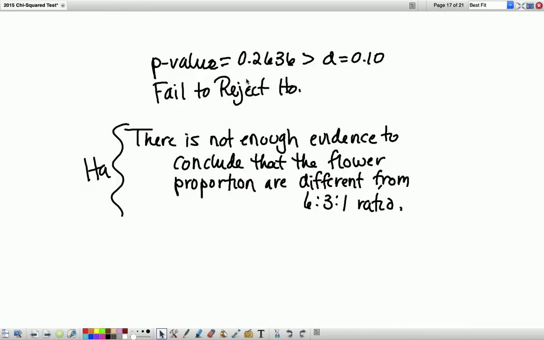So in our case, our p-value is 0.2636, which is greater than our alpha of 0.1, so I fail to reject the null hypothesis. There is not enough evidence to conclude that the flower proportions are different from the 6 to 3 to 1 ratio. So we're kind of writing in terms of our alternative. We fail to reject the null: not enough evidence to conclude that the flower proportions are different than 6 to 3 to 1.